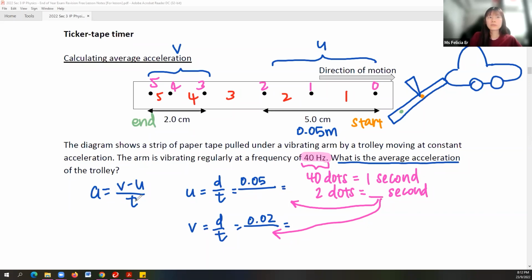Oh yeah, and by the way, just to let you know, for the t, how do you calculate the time? Okay, this is the most tricky part, which a lot of students got wrong. How to know what is the time?